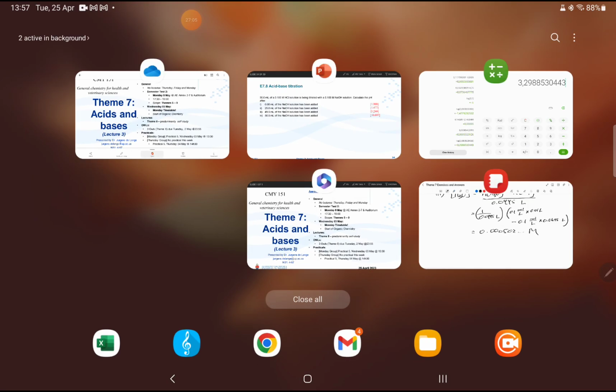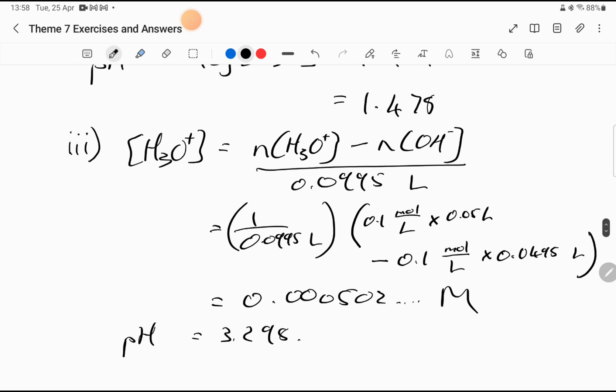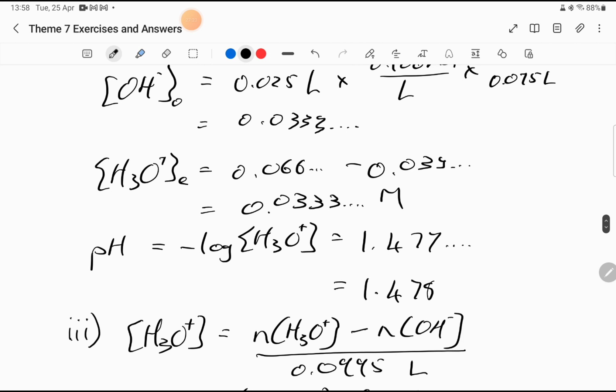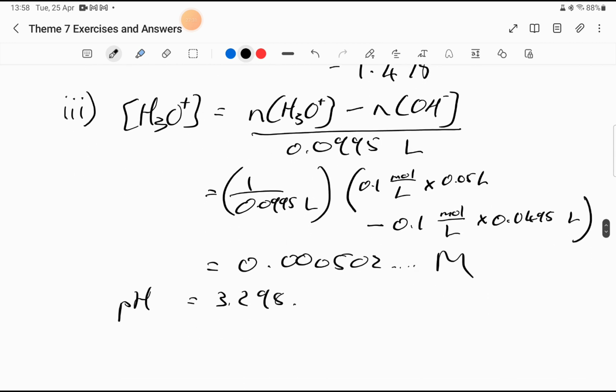So now our pH is 3.298. Which, with three significant figures, will be 3.298. Excellent. So we can see how, when we only had half the amount of hydroxide relative to hydronium, our pH was only 1.47. Now, when we have equal amounts, our pH jumped to 3.29.